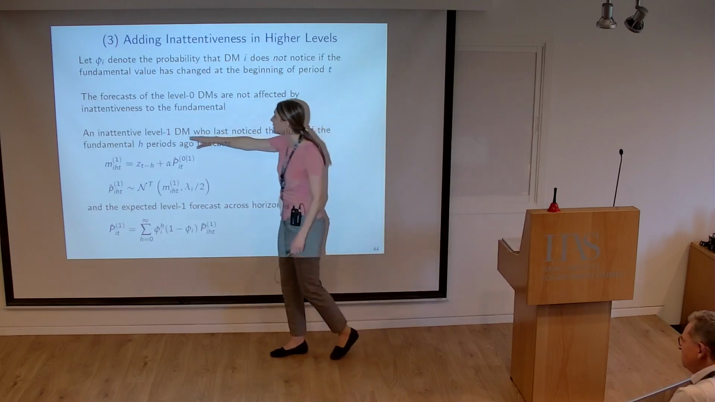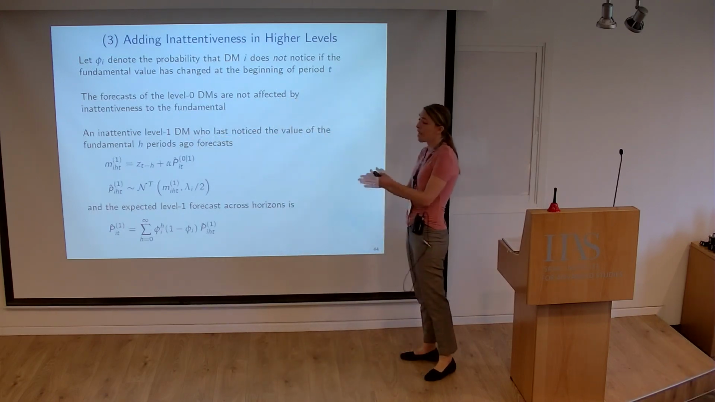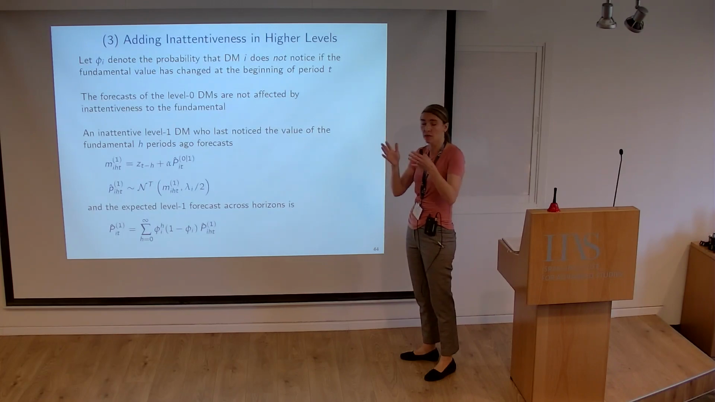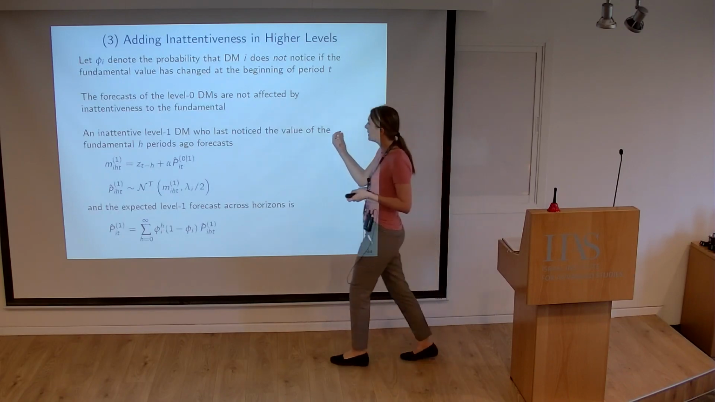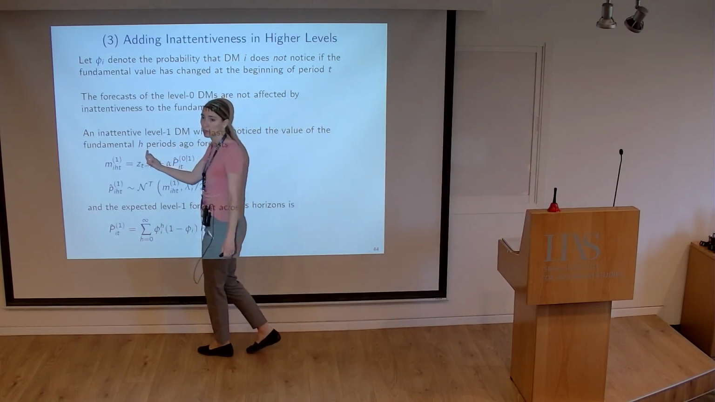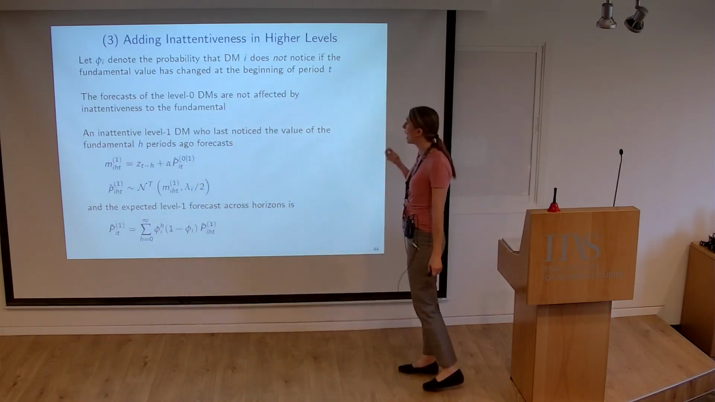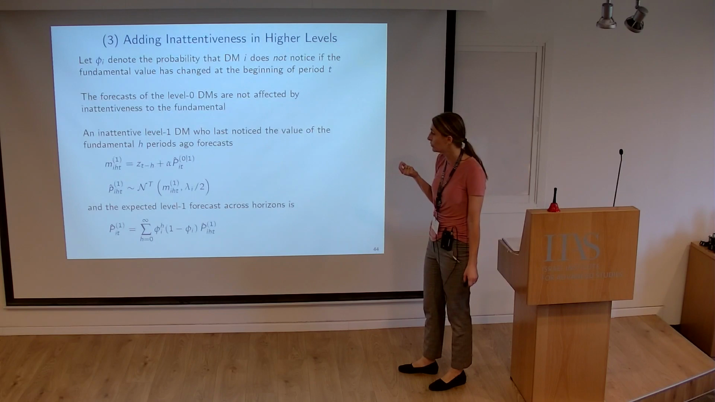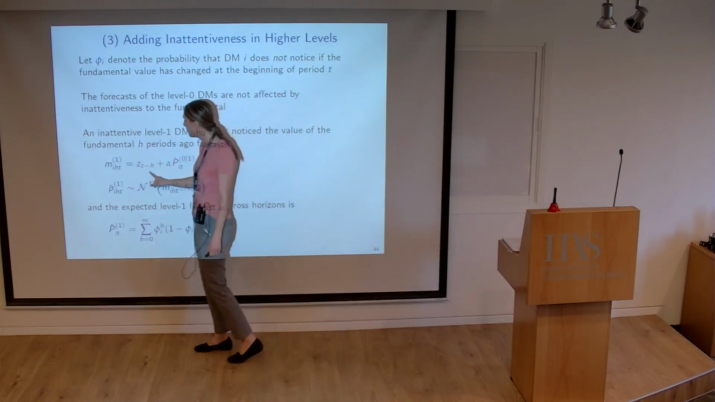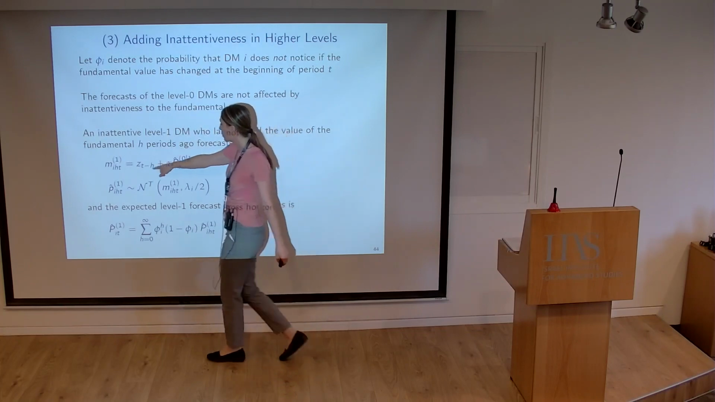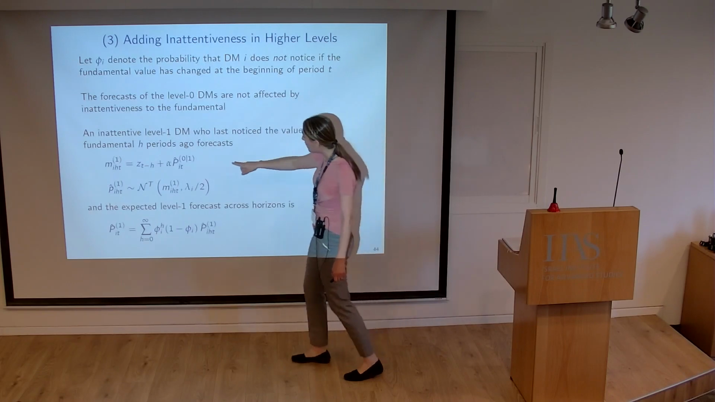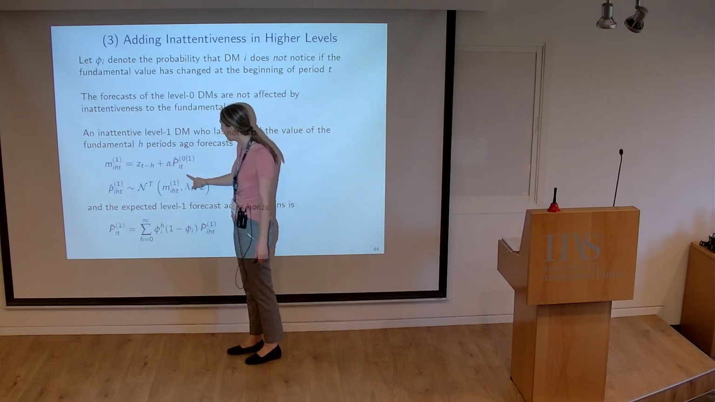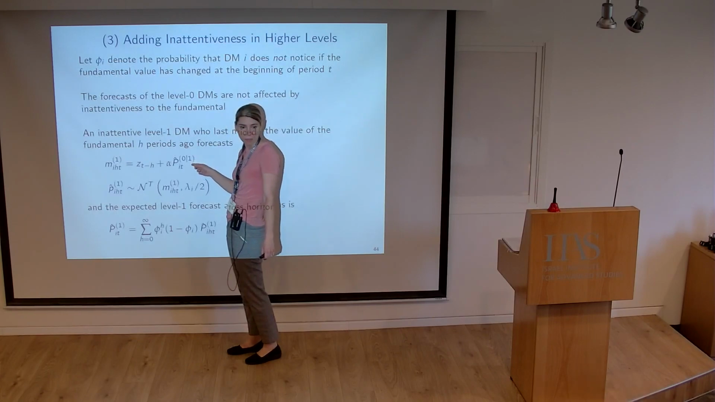But the inattentive level 1 decision maker, I'm going to have a whole set of cohorts of these people. I'm going to index each cohort by h. A decision maker in cohort h is a decision maker who last noticed the value of the fundamental h periods ago. And so he's going to have some belief about the fundamental, z_{t-h}. It's going to be the same across all decision makers within that cohort. And then this decision maker is going to also form a forecast about the level 0 average forecast. The level 0 forecast doesn't depend on inattentiveness.